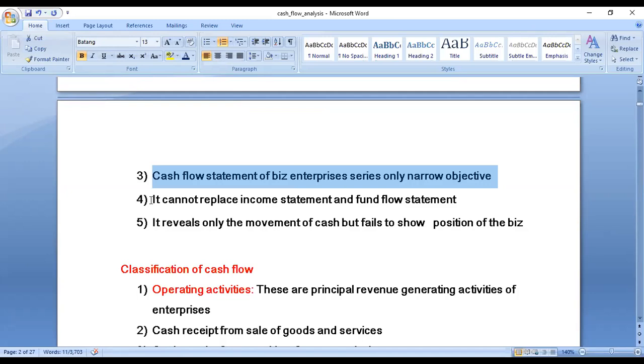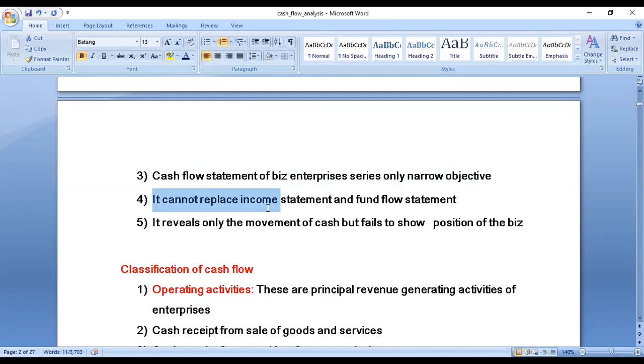Then it cannot replace the income statement and fund flow statement. It differs from the fund flow statement and the profit and loss account. It does not replace them. It does not mean that once a cash flow statement is prepared, the income statement and fund flow statement are not needed. So it does not replace the income statement or profit and loss account and the fund flow statement. They are different. The cash flow statement is also different.